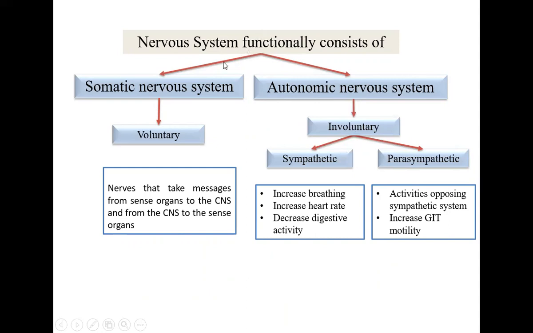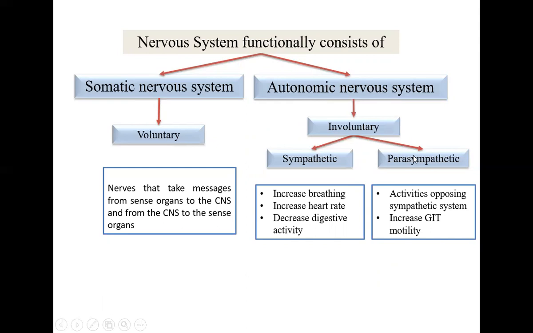Functionally, the nervous system is broadly classified into somatic and autonomic nervous system. Somatic is voluntary, which we can do with our will, but autonomic, as the name indicates, is automatic, which is divided into sympathetic and parasympathetic.